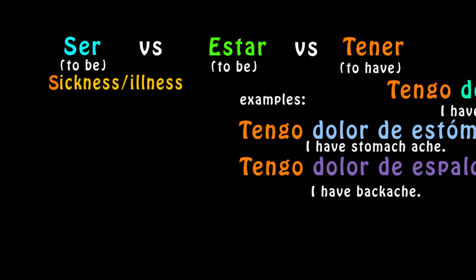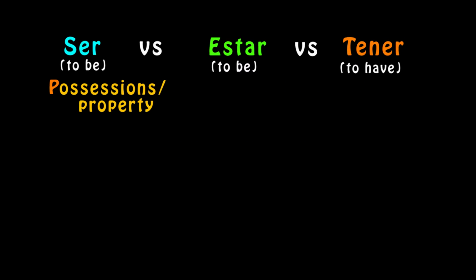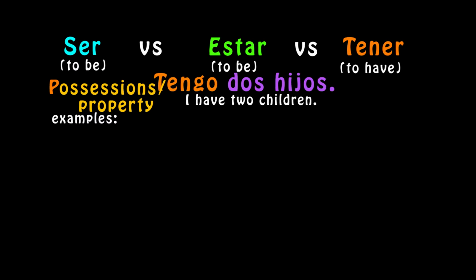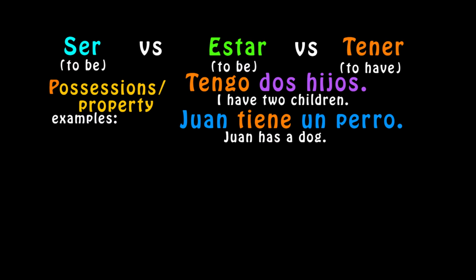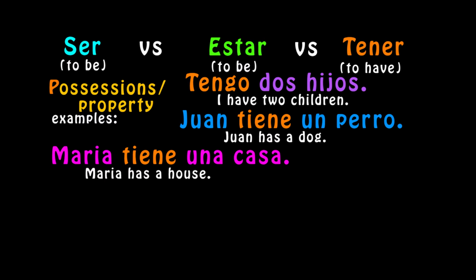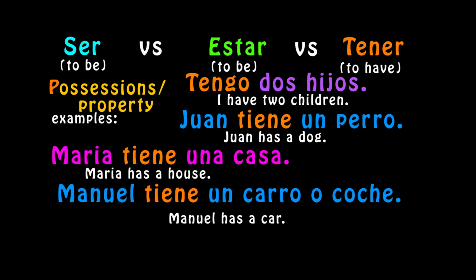Tener is also used for possessions or properties. For example, tengo dos hijos. I have two children. Juan tiene un perro. Juan has a dog. María tiene una casa. María has a house. Manuel tiene un carro o coche.